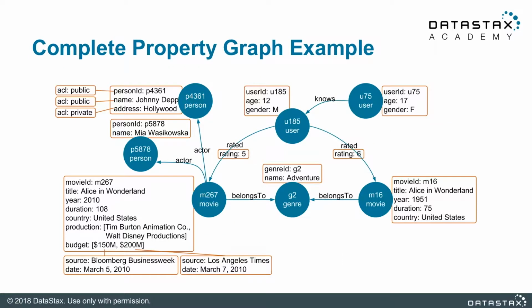Here we see all of these concepts combined to create a robust data model that represents a real-world graph. We can see persons and movies and how they relate, whether actors or other actors. We can see users rating movies. We can see movies belonging to genres. We can also see a lot of great information about the movies, whether we're talking about the budget multi-properties or the budget meta-properties from Bloomberg Businessweek or the Los Angeles Times.